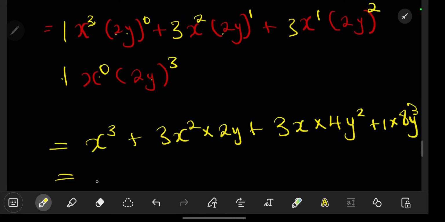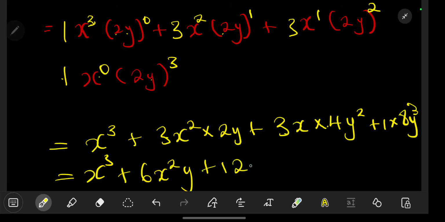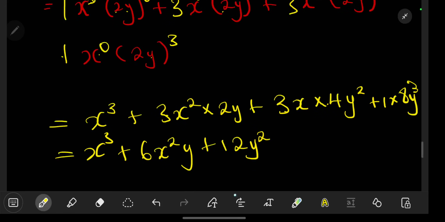So our final answer is x cubed plus 3 times 2, which is 6x squared y. Then we have 3 times 4, which gives us 12, so 12xy squared. Then we have plus 8y to the power of 3. So this is how we solve that one.